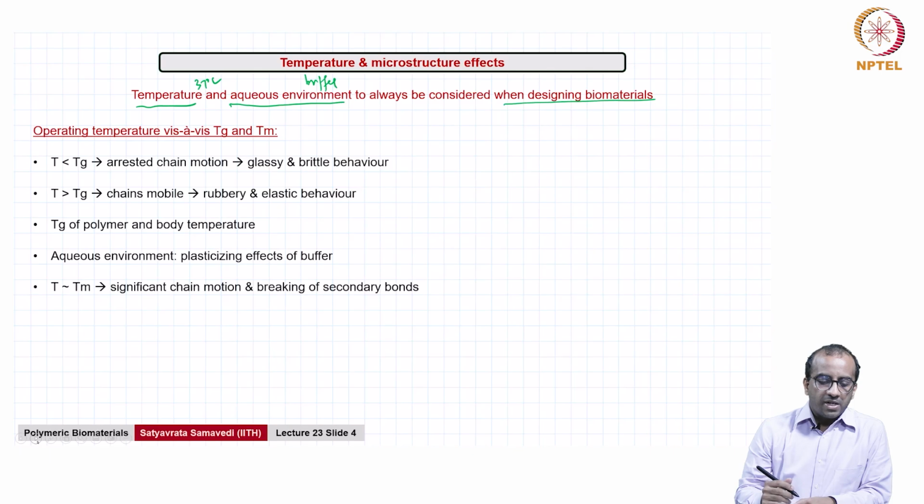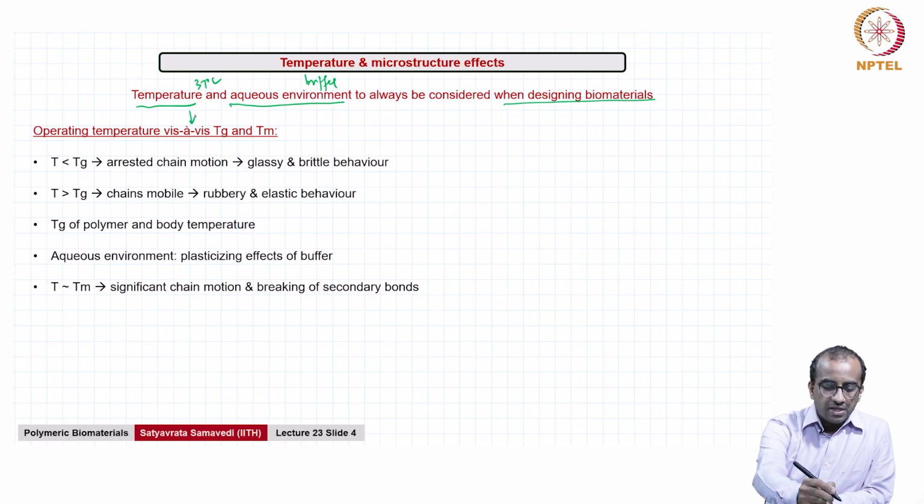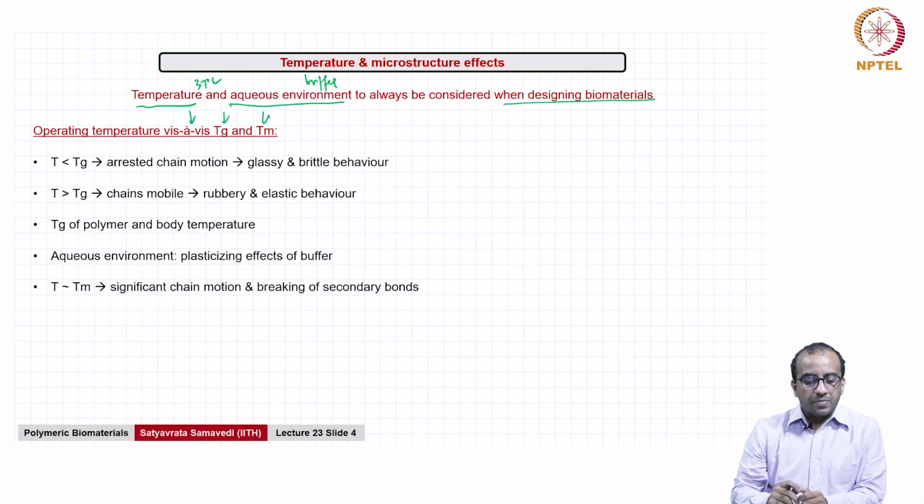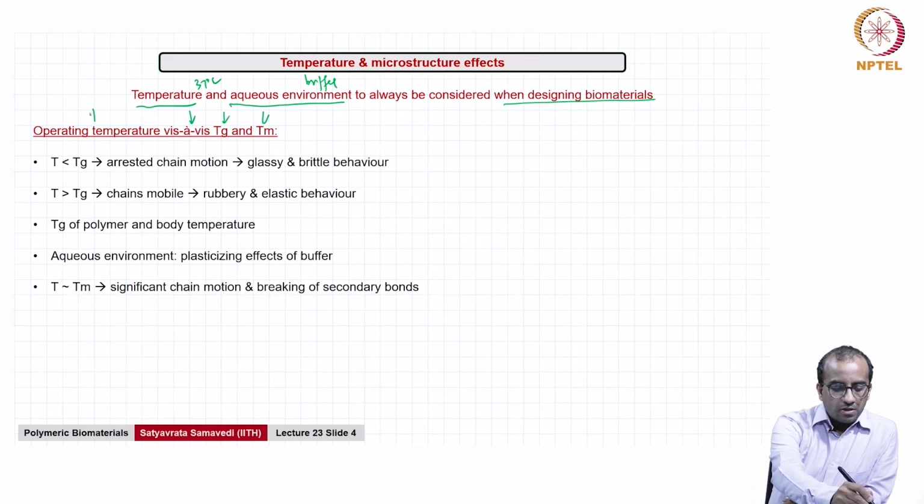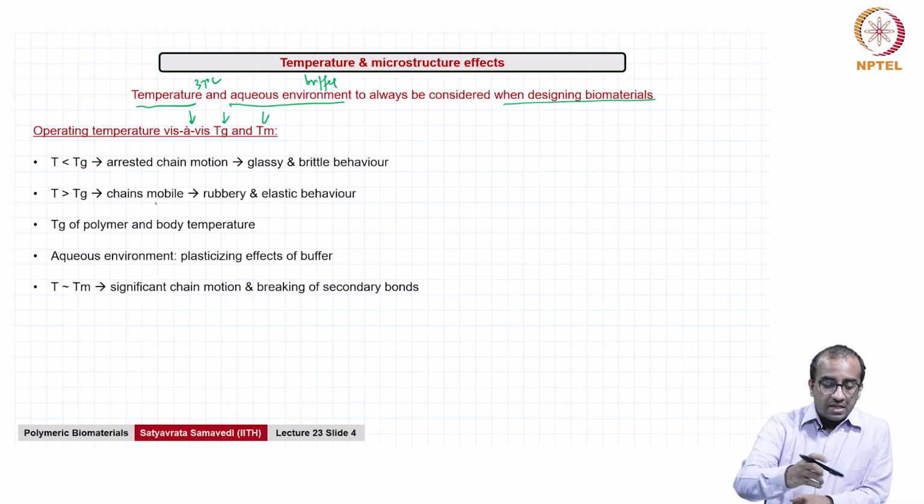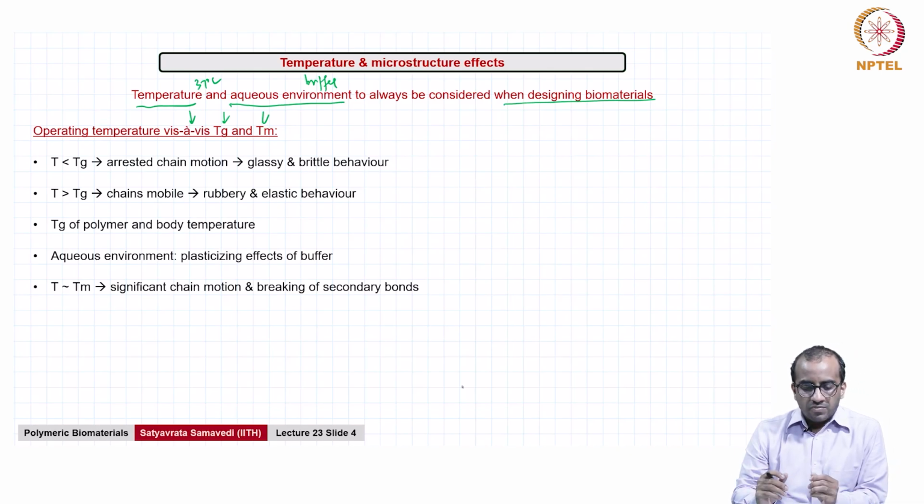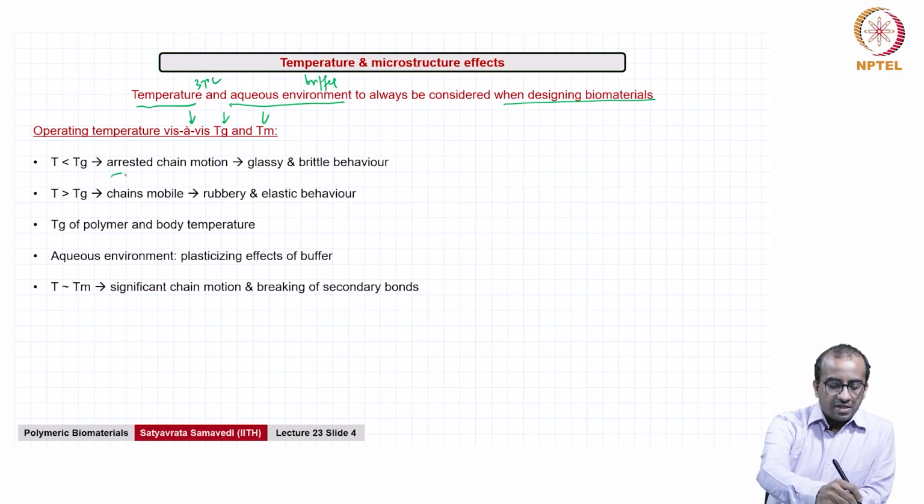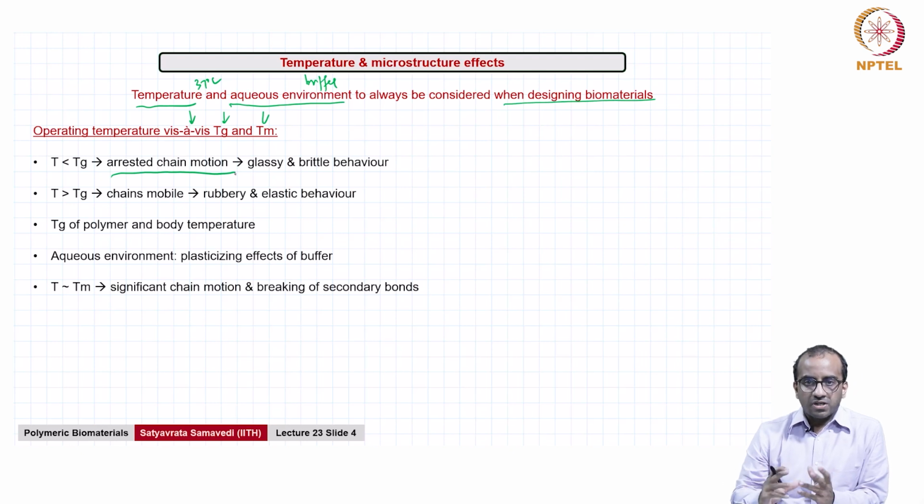So, like I just said, the operating temperature should be contextualized vis-a-vis the Tg and the Tm of the polymer. Now, if the operating temperature or the use temperature, sometimes this is also called the temperature at which the material is used or deployed, is less than Tg, then for a semi-crystalline polymer at least, what you are going to have is arrested chain motion, and this is also true for an amorphous polymer for the glassy chains, where the material is largely going to exhibit glassy or brittle behavior.